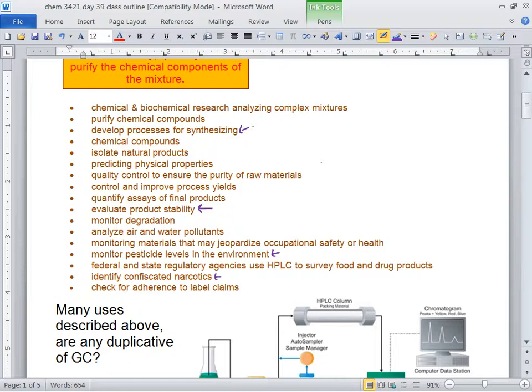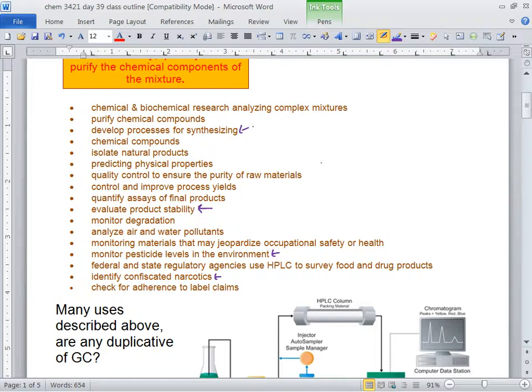Okay. Are any of those uses, do they look like they could be duplicative, Jackie, of GC? We have this other black box with gas chromatography. You have some idea how it works, but does it look like any of those could be duplicative of GC? Or all of them? What do you think? It might be easier to say all of them. Can you say all of them? Right, because they're all chromatography.